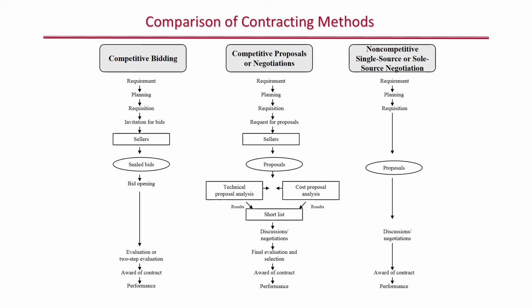And that's competitive negotiations. When you look at the steps, for the most part, they start off with identifying your requirements, planning, putting in your requisition, and then you go through the solicitation phase of either inviting for bids or requesting for proposals. In general, competitive negotiations take longer than sealed bidding because of the extra steps and additional analysis, whether you're looking at technical proposal and cost proposal, then a short list before you go into negotiations and discussions and making a final decision of selecting an awardee.